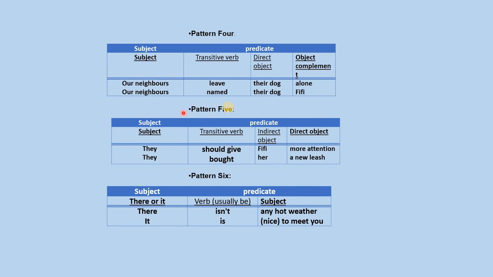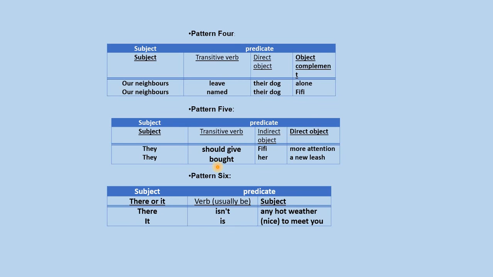Okay, pattern 5. Here what do we have? We have a subject, transitive verb, and two objects for the verb. One is indirect and the other one is direct. So they should give Fifi, the dog, more attention. Normally it is supposed to be they should give more attention to Fifi. They bought her a new leash. Normally they bought a new leash to her. So this is a direct object and indirect object.